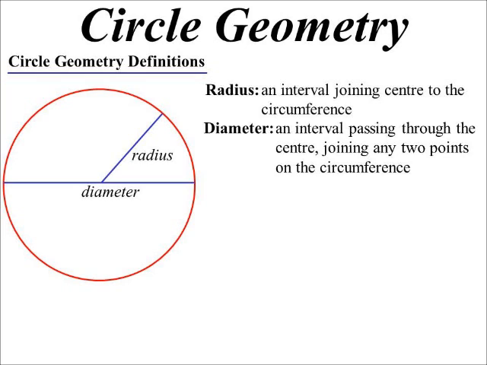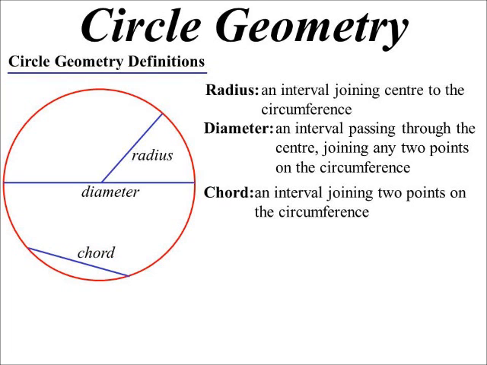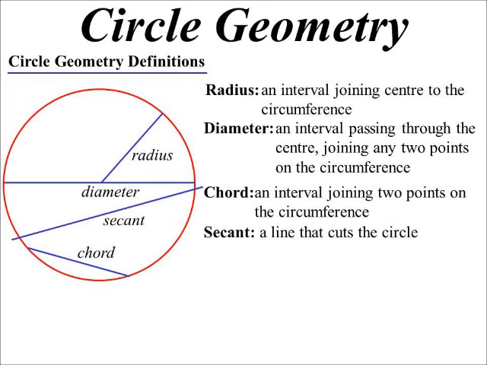A diameter, on the other hand, is also an interval, but it goes through the centre, joining any two points on the circumference. Chord, that's also an interval, but this one joins two points on the circumference, but not necessarily going through the centre. So of course that means the diameter is a special type of chord. A secant is not an interval, it's a line. So it cuts through the circle because it keeps going in either direction.